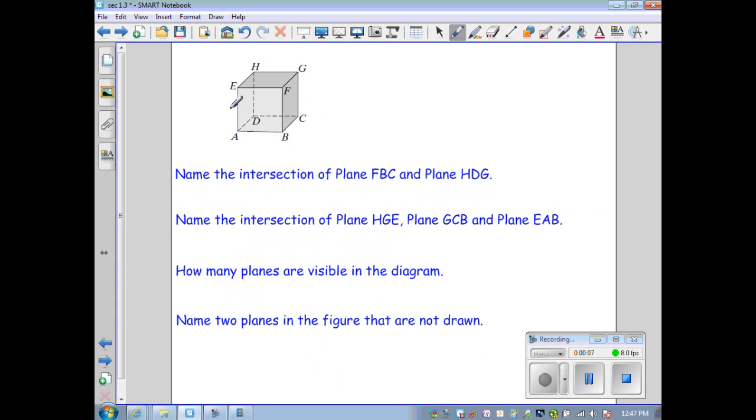Our next example has a diagram of a cube. Our first question, name the intersection of plane FBC and plane HDG. FBCG is the right side of the cube, and plane HDG or HDCG is the back side of the cube. Recall that intersecting two planes means they must form a line. Here, the line of intersection for the two planes is GC.